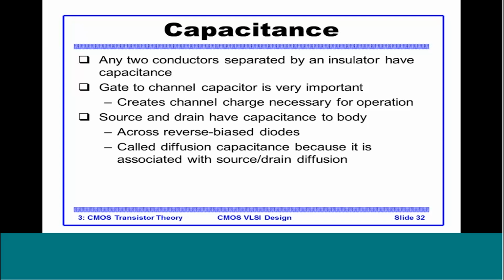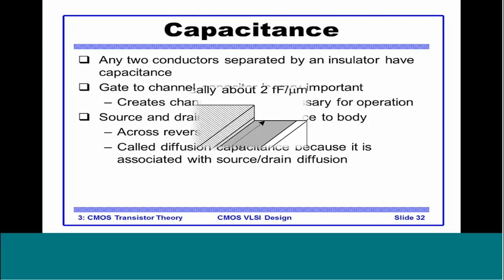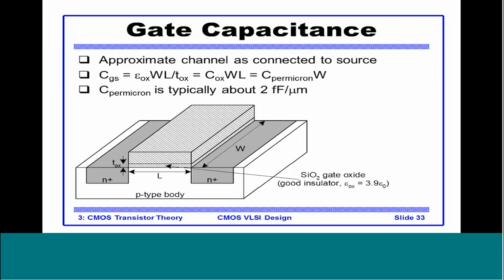However, the source and drain are also good conductors, that is their N+ regions. They exhibit some capacitance to the body. Why? Because they have reverse bias diodes to the body. These are called diffusion capacitances because they are associated with the diffusion regions in source and drain, and these are not desirable. Okay, let's look at the gate capacitance.